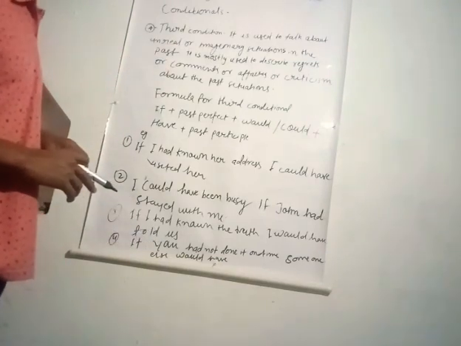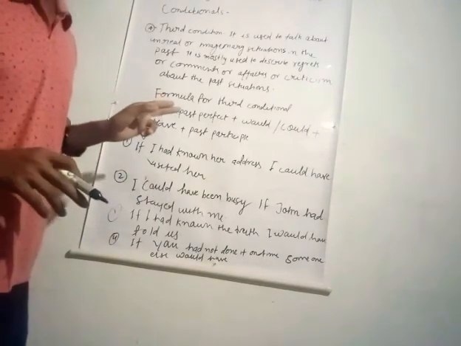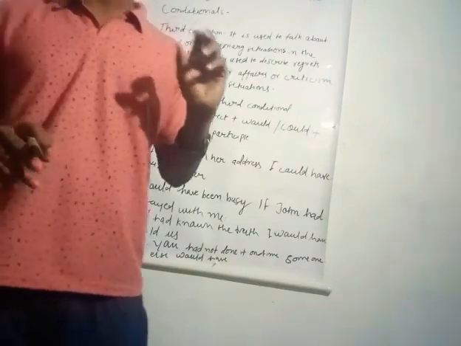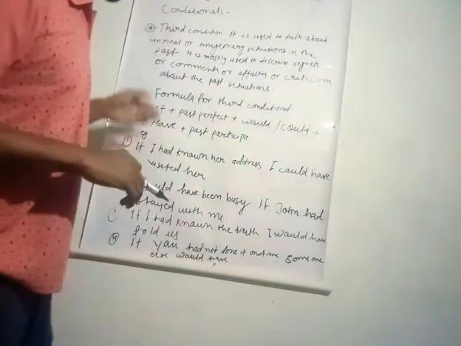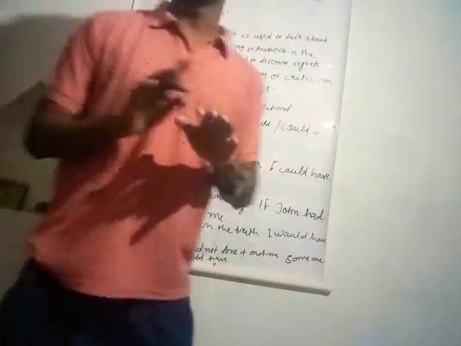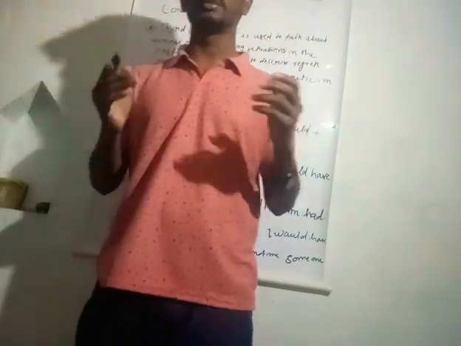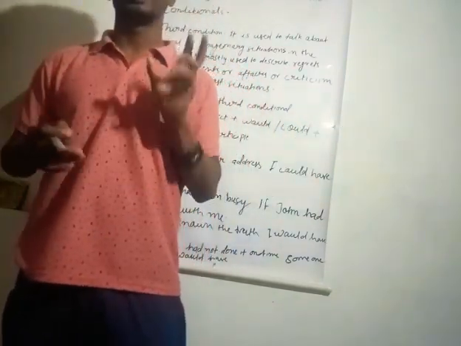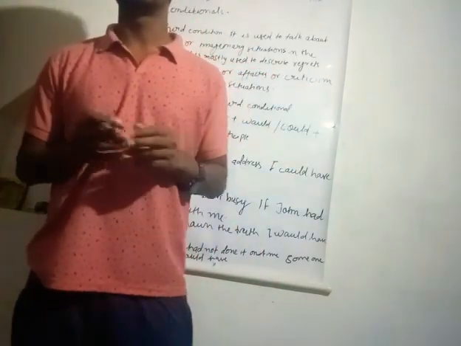So I think you have understood how to use the third conditional and second conditional. In my previous video I talked about how to make the second conditional and the difference between second and third. These two conditionals, second and third, are difficult to use. Sometimes people don't understand the meaning of the sentence. The zero conditional and first conditional are very easy to use.